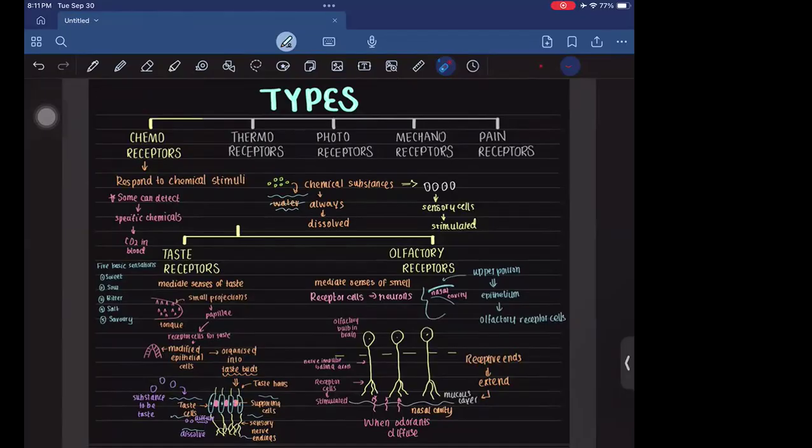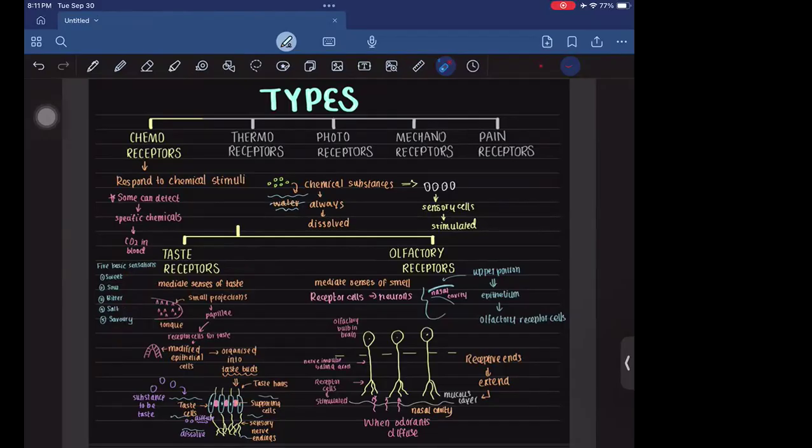First, taste receptors. They will be mediating the senses of taste. So you will be able to distinguish: this is sour in taste, this is bitter in taste, this is sweet in taste. All of these are possible because of your taste receptors, which are present in your tongue. So what will the taste receptors do? They will be mediating the senses of taste. What are the five basic taste sensations? Sweet, sour, bitter, salt, and savory. These are the five types of sensations. This is mentioned, so don't neglect it.